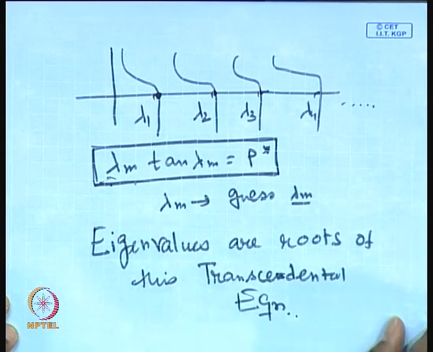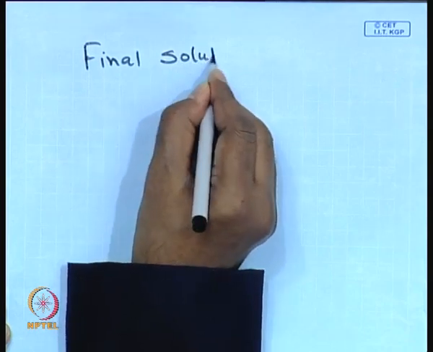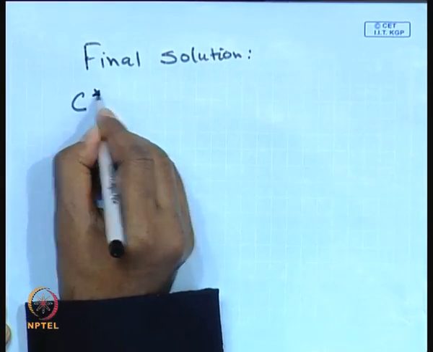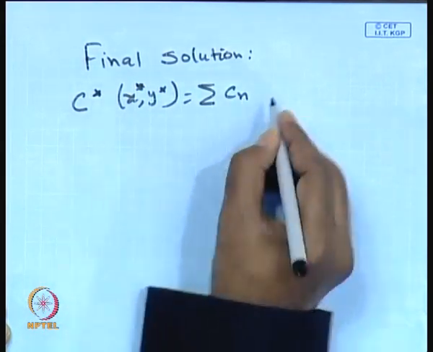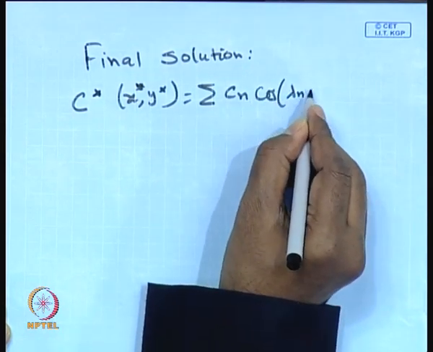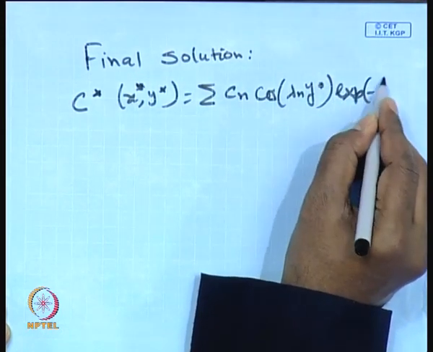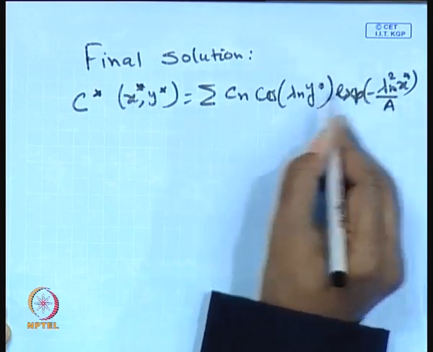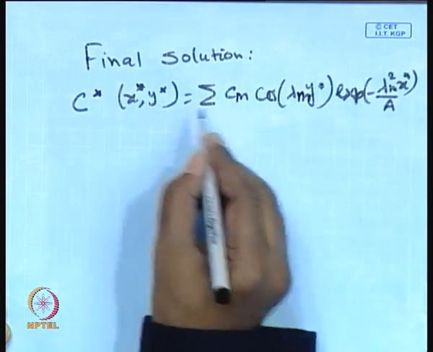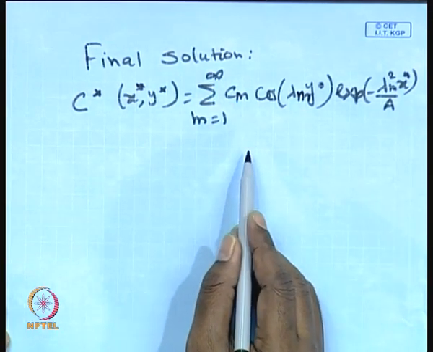Okay, let us stop the mathematics and come back to the actual problem. Let us look at the expression of the final solution. The final solution of the concentration profile becomes C star (x star, y star) is nothing but the summation of C m cosine lambda m y star exponential minus lambda m square x star divided by A. Let us put it as m so that everything becomes consistent; the index m runs from 1 to infinity. So it is an infinite series of this form.